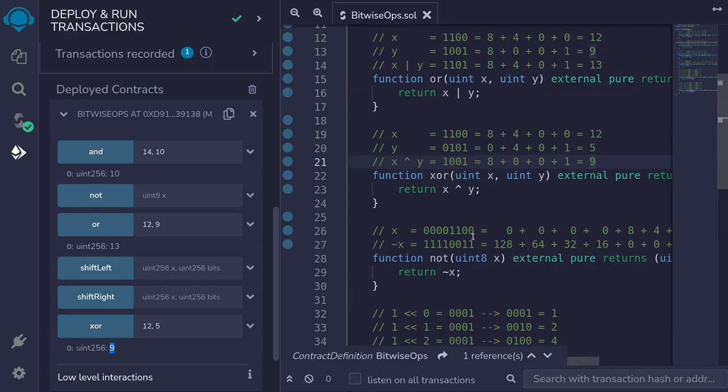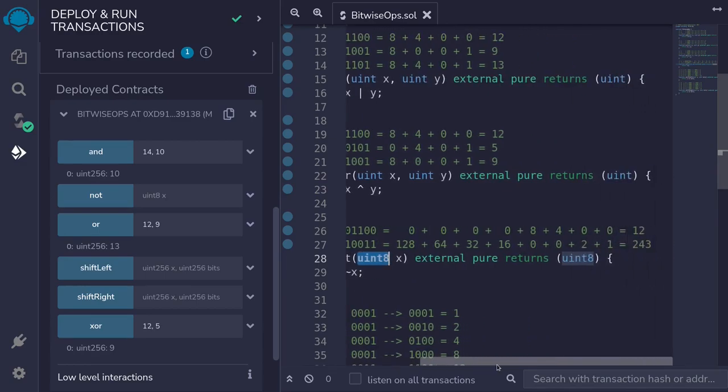XOR, put a 12 and a 5, and it should return a 9 back. And it does. Okay, moving on, let's try the not operator. Now notice that here I put in a uint8, because if we were to use uint256 and we put in a small number for x, when we flip the bits, it will be a very large number. So that is why I'm using uint8 here to keep the example small. So for the example of not, what number did we put?